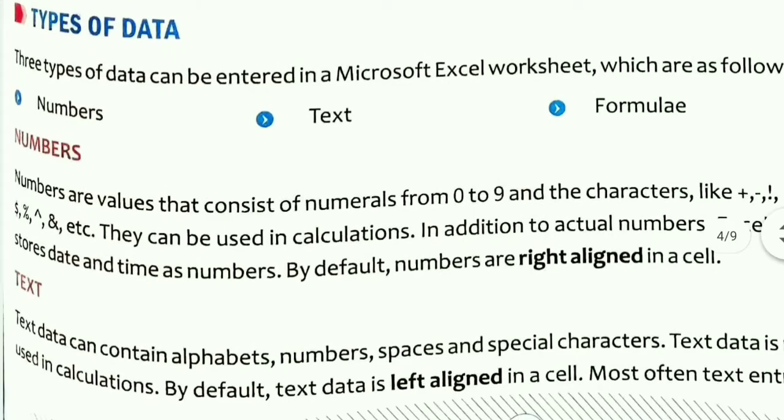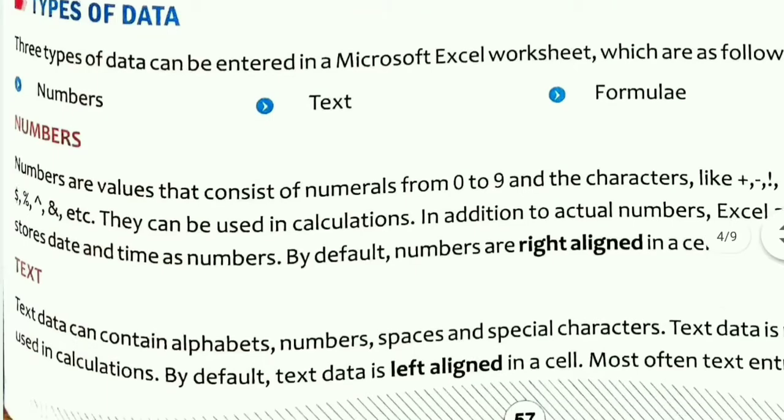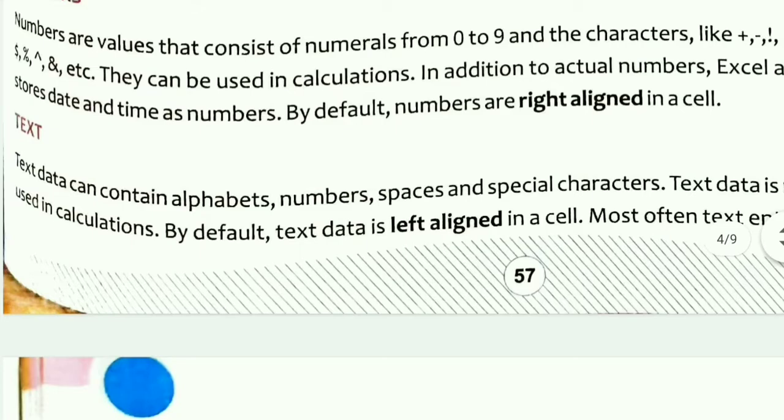Now, types of data. Basically, three types of data can be entered in a Microsoft Excel worksheet: numbers, text, and formula. Numbers are the values that consist of numerals from 0 to 9 and characters like plus, minus, exclamatory sign, at the rate, etc. They can be used in calculations. In addition to actual numbers, Excel also stores date and time as numbers. By default, numbers are right aligned in a cell.